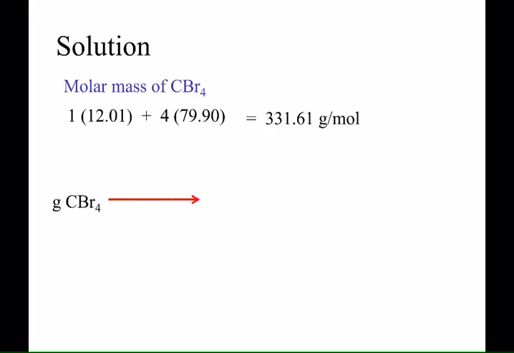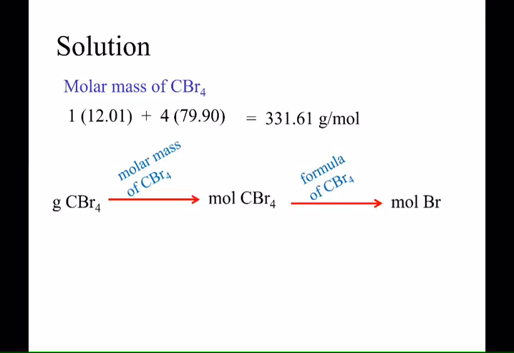Oops, I forgot I did this. So like I said, we're going to go from grams of CBr4 to moles of CBr4 using the molar mass. And then we're going to go from moles of CBr4 to moles of Br using this relationship, 1 mole of CBr4 is equal to 4 moles of Br. There you go.